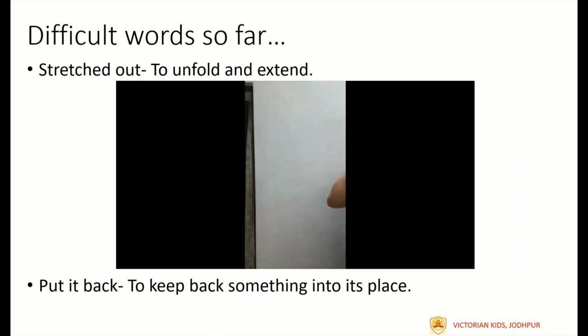Now let's understand the difficult words. The next phrase is stretched out. Stretched out is a phrase which means to bring something forward by unfolding it. So, if the boy stretched out his hand, it means he unfolded it and brought it forward.